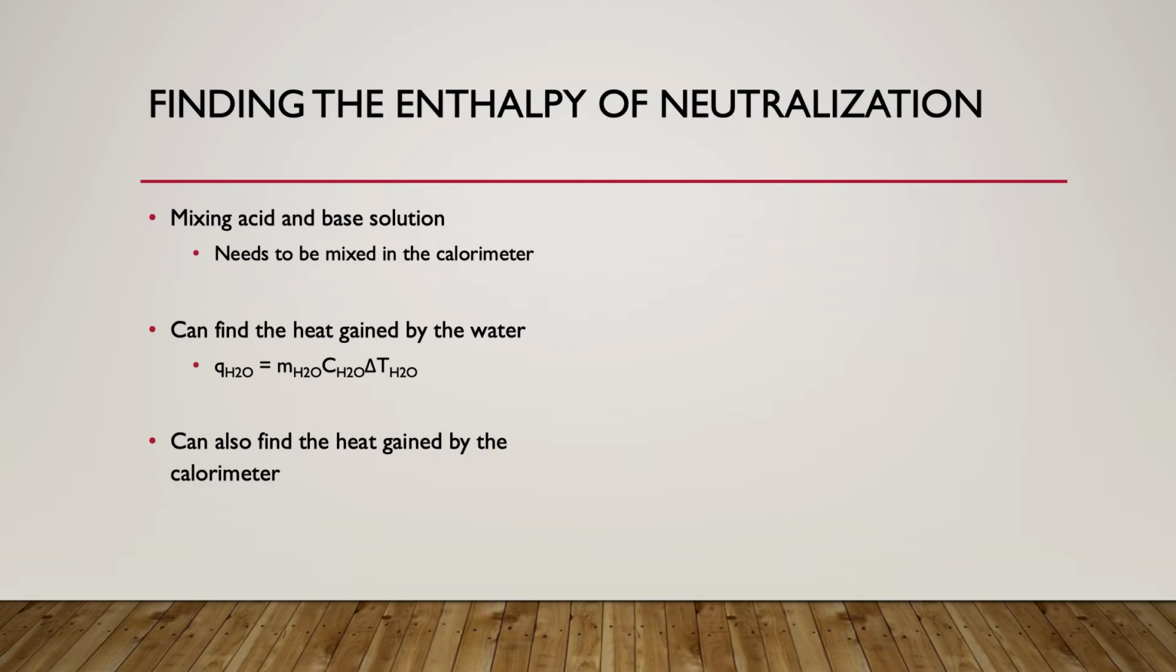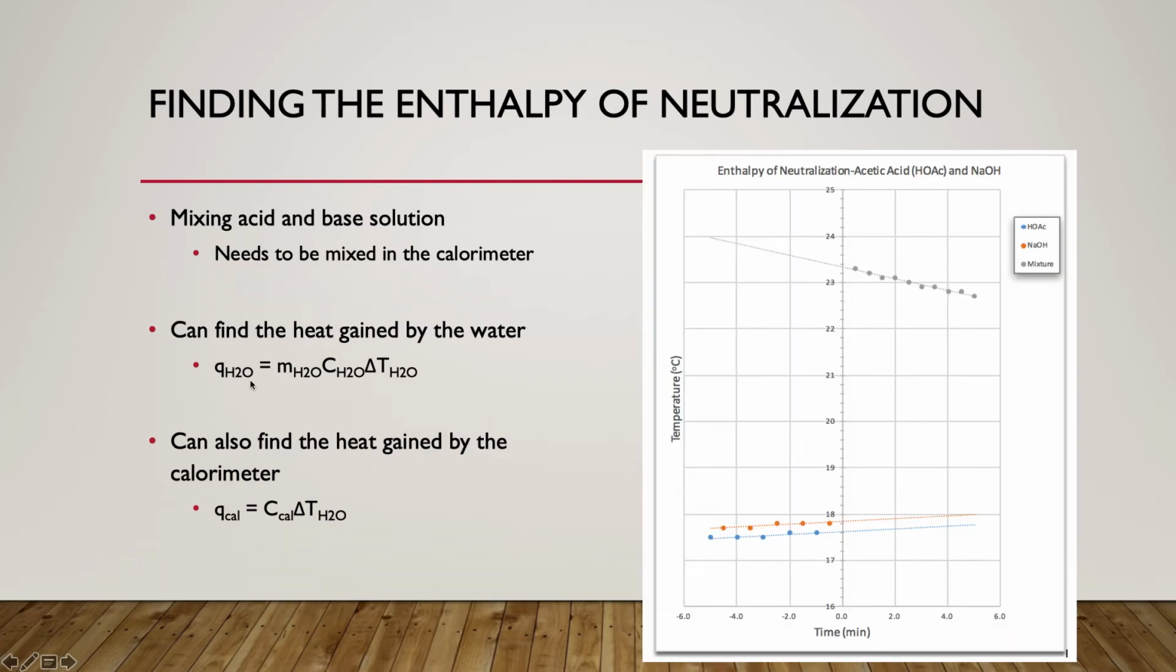And then we can also find the heat that's going to be gained by our calorimeter. If we know this change in temperature of the water, we can take the calorimeter constant that we just found, and that was really the whole point of the first part of the lab, and then we can multiply it by the change in temperature of the water that we observed during the second part of the experiment. And now we have the heat of the calorimeter, we have the heat of the water, and remember it's those two pieces combined that are going to help us find our overall enthalpy of neutralization.